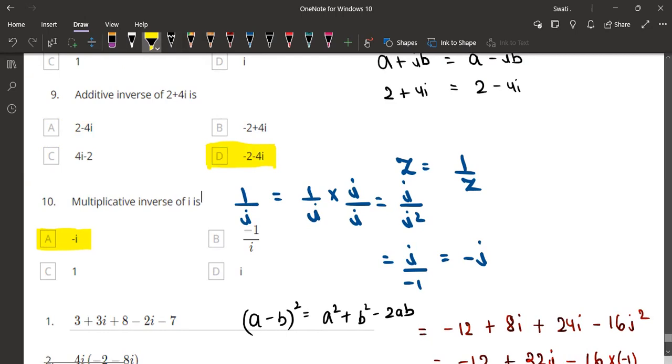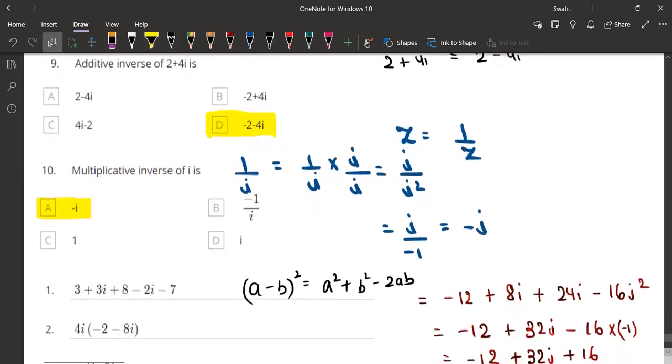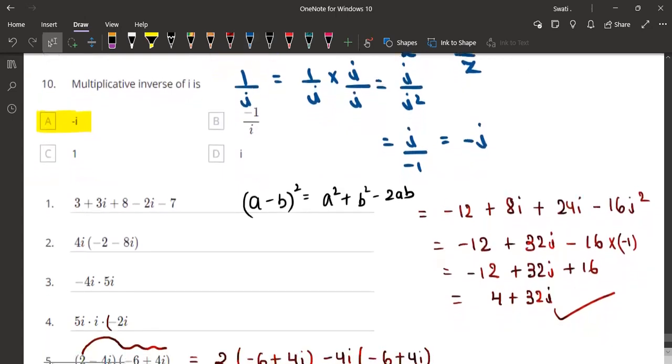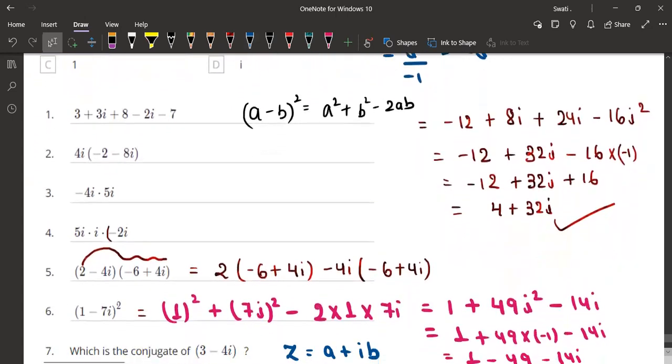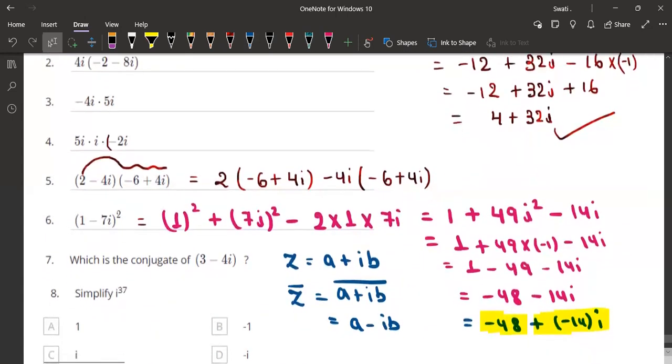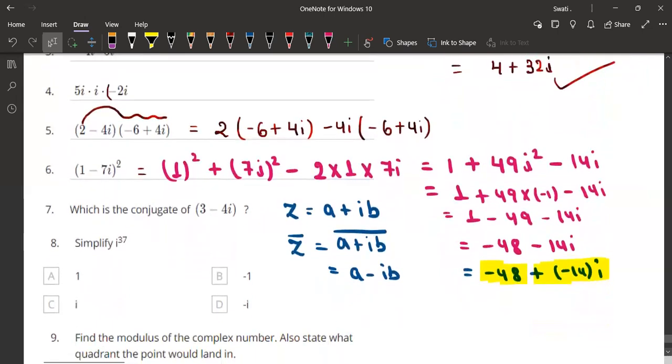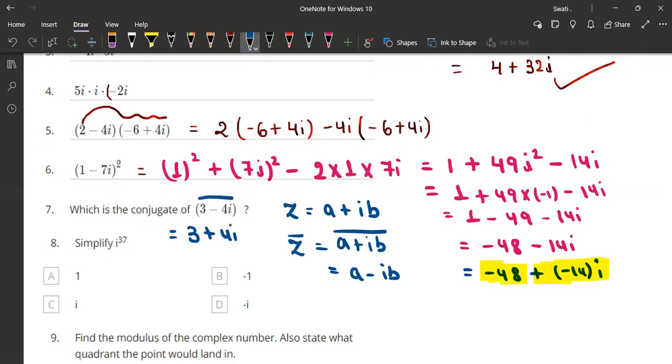All right, now let's go to the complex conjugate. In complex conjugate, we only change the sign between the real part and the imaginary part. Okay. So therefore, the conjugate of 3 minus 4i will simply become 3 plus 4i. The complex conjugate of this will be this, and the answer is 3 plus 4i.